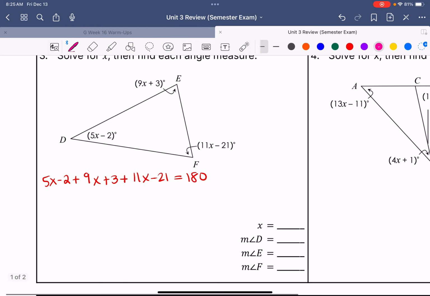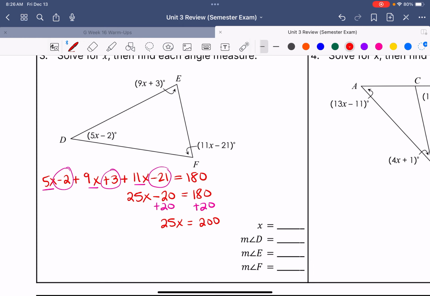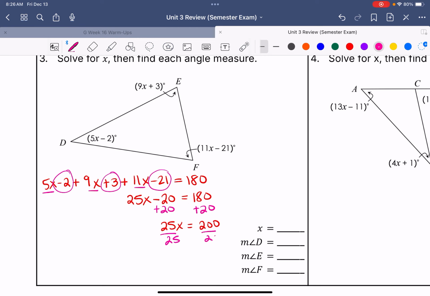We're going to combine like terms. So all the ones that have x's, we're going to put together. 5 plus 9 plus 11 gives me 25x. And then all the ones that don't have an x, so negative 2 plus 3 minus 21 would give us negative 20. And then that still has to equal 180. I'm going to add 20 to both sides. So 25x equals 200. And then divide by 25. So x has to equal 8.